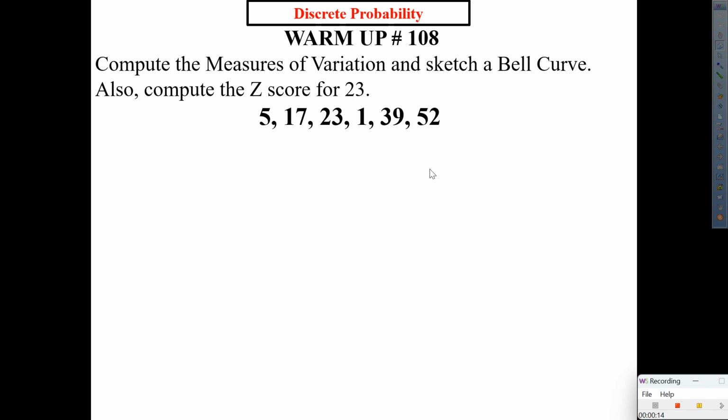I'm just giving you this for extra practice because we're heading more into measures of variation, but now with discrete distribution.